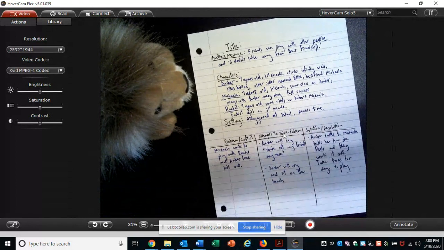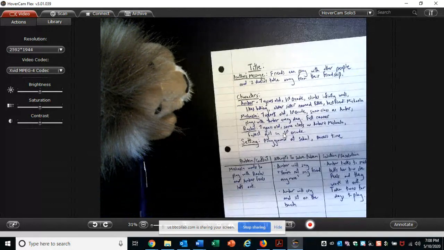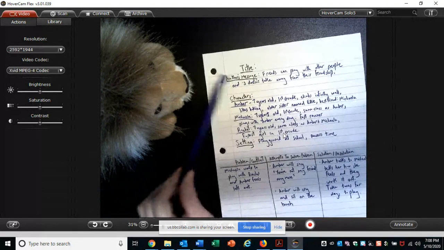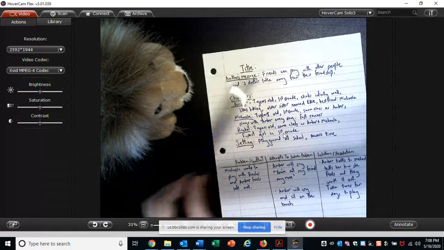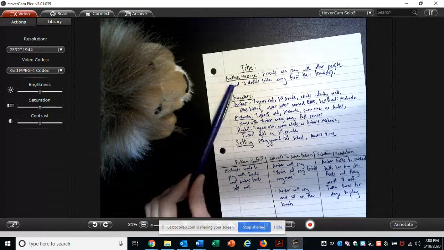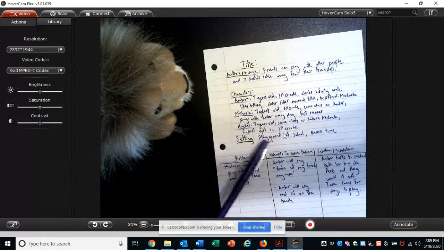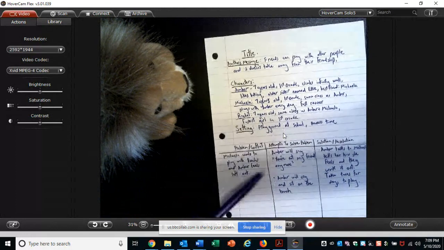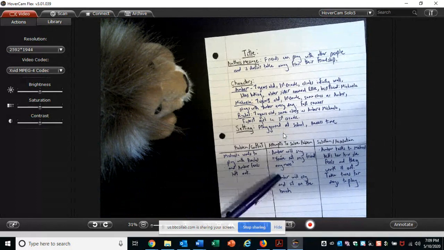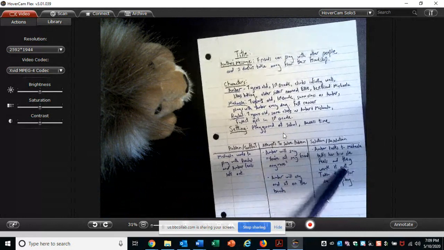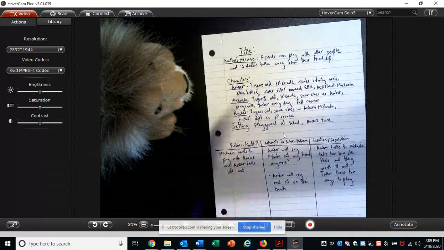All right, so I have my plan now. That's all I'm going to do for today. Tomorrow we'll start writing. So far we have our plan. I chose an author's message. So the big message I want to teach through this story is that friends can play with other people and it doesn't take away from their friendship. Then I chose a couple characters and I described what we know about them, how old they are, what they like to do, who their friends are. I picked a setting, the playground at school during recess time, and then I figured out what the problem will be, what she's going to try that's not going to work, and then finally what she's going to try that's going to work and solve the problem. And then this part is going to lead to Amber learning the lesson.